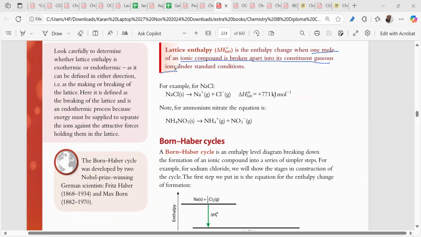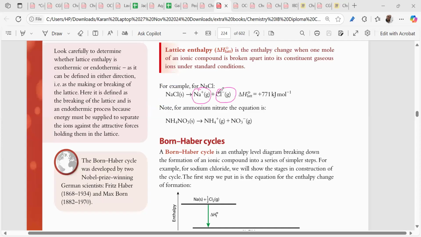When one mole of the ionic compound is broken apart into its constituent gaseous ions. Remember the definition, guys. Without it, it's very difficult. What is lattice enthalpy? Lattice enthalpy is the enthalpy change when one mole of the ionic solid, the ionic compound, is broken apart into its gaseous ions. This is very important for us to know.